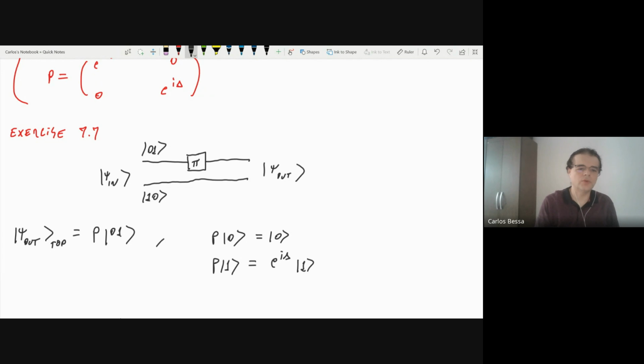So when I have P applied to 0, 1, remember this, just for people that do not use it, the notation is this. P applied to 0 does nothing. P applied to 1 applies the phase to the photon. So this gives you this state.